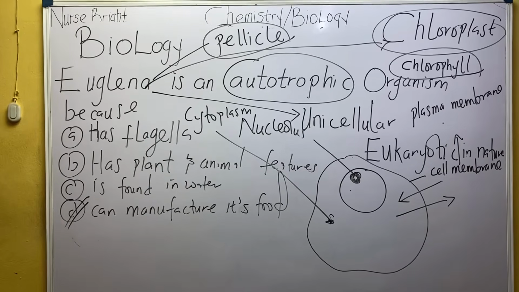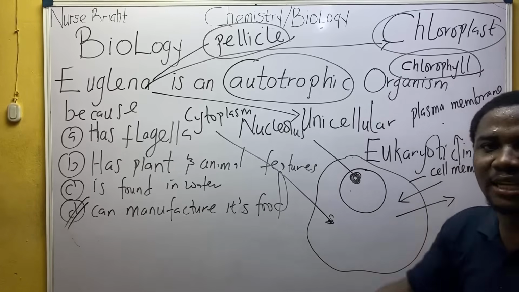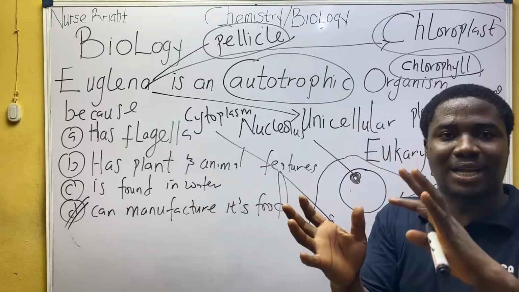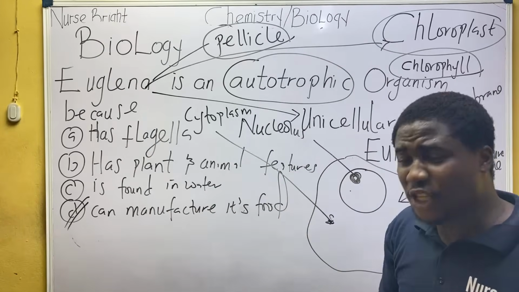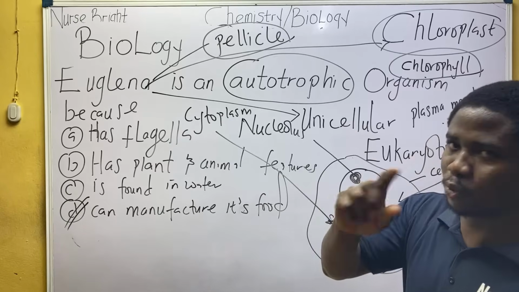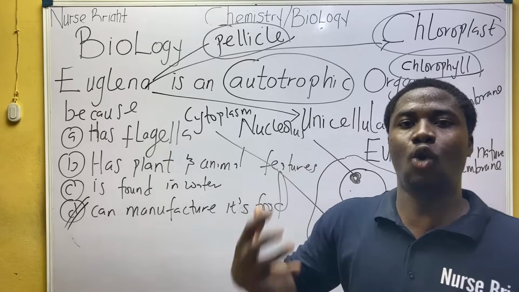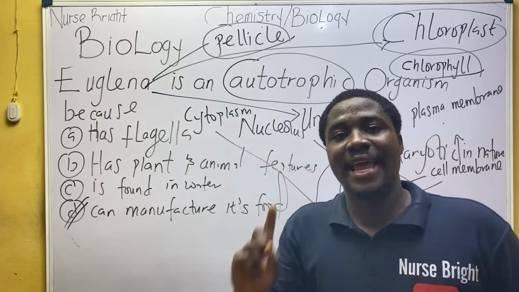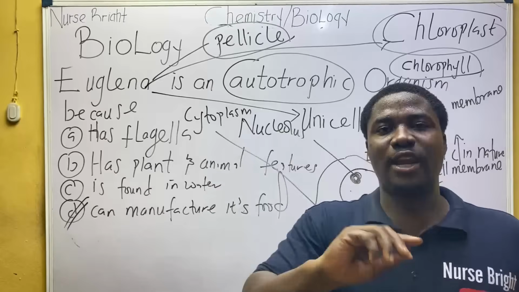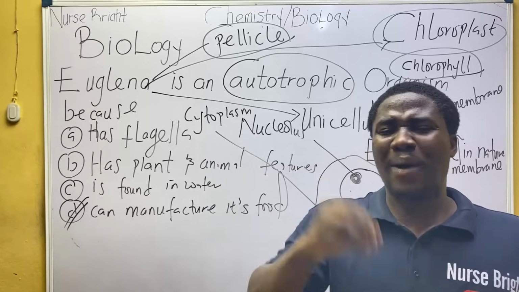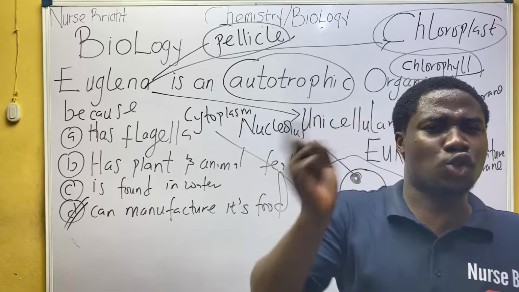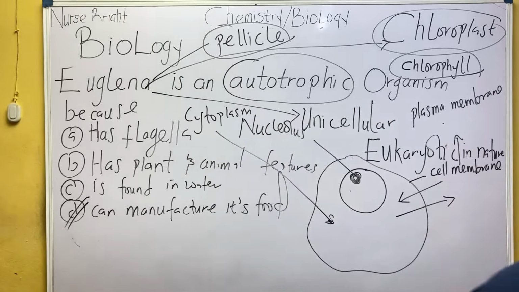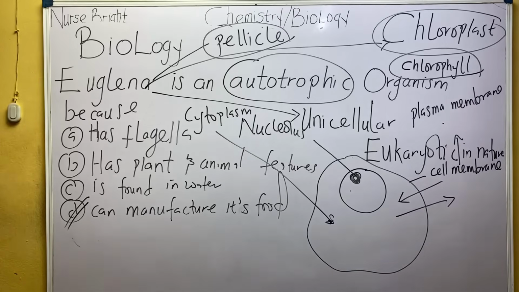Another feature where Euglena is an animal: animals move, while plants don't move, but can also move their body parts. One of the features whereby Euglena is an animal is that it moves with the aid of flagella. If they ask you what the locomotive organ for Euglena is, you simply say flagella. It is not cilia. Who moves with the aid of cilia? It is Paramecium. It is not pseudopodia. Who moves with the aid of pseudopodia? It's Amoeba proteus. So that is for that.